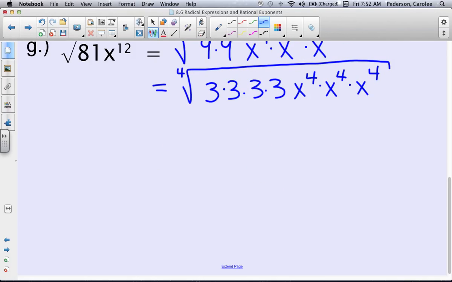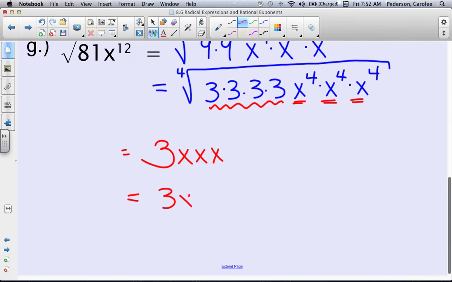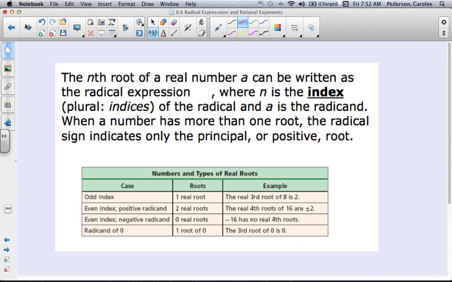So now what's going to go out in front is anything that's in groups of 4. So there's 4 of them. So what goes out in front is a 3. 4th root of x to the 4th is an x, and this happens for each of the three groups. Nothing is left underneath, so our final answer then is 3x to the 3rd.